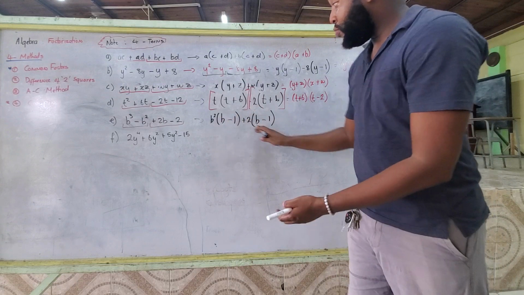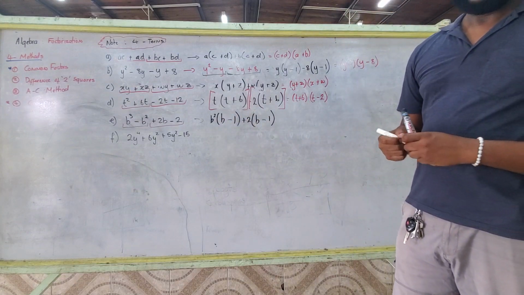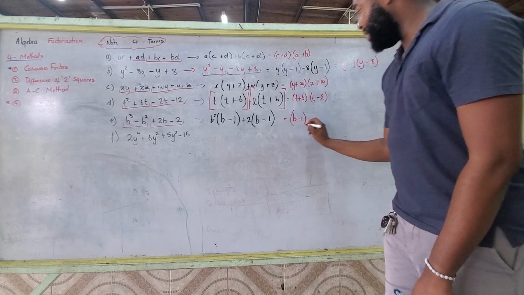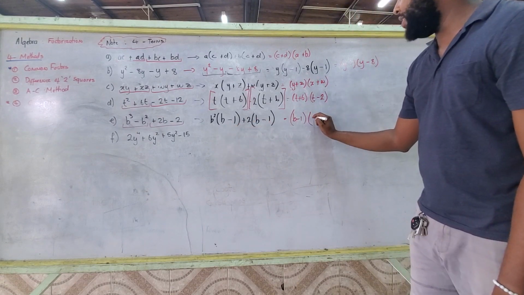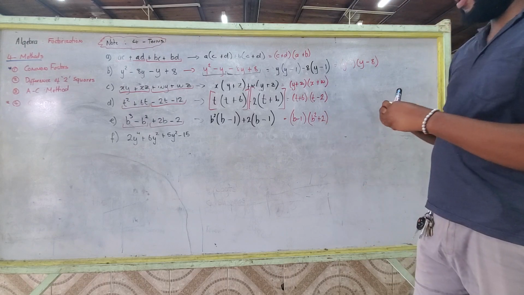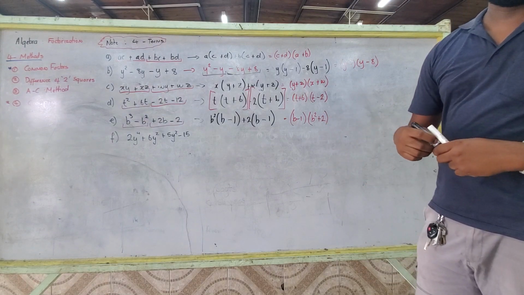We're at a good spot. So what's our common factor now? B minus 1. And from the first grouping, it's going to be B squared plus 2. Right. Beautiful.